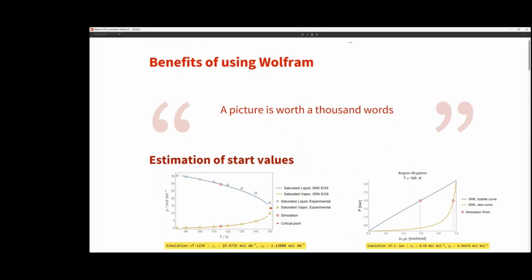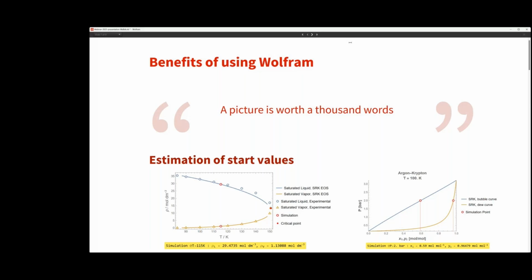Okay, now having explained the implementation of this Gibbs Ensemble Monte Carlo suite, I would like to outline what we consider to be a benefit of using the Wolfram language compared to a conventional implementation, for example, in Fortran. And this benefit can be best summarized in one sentence: a picture is worth 1,000 words, which of course refers to the diverse visualization options of the Wolfram language that makes a difference, and of which I would like to give you just a few examples.